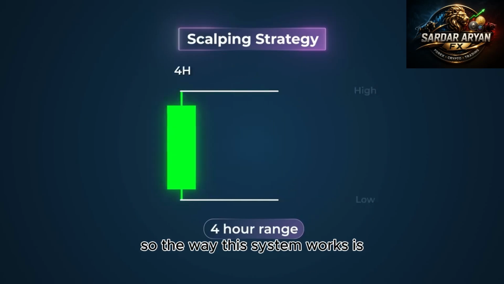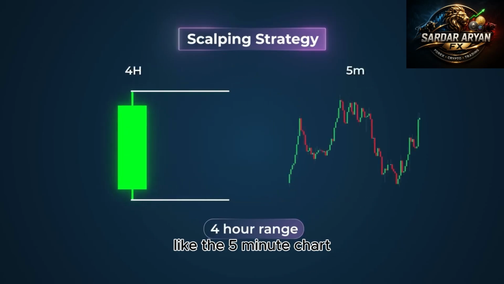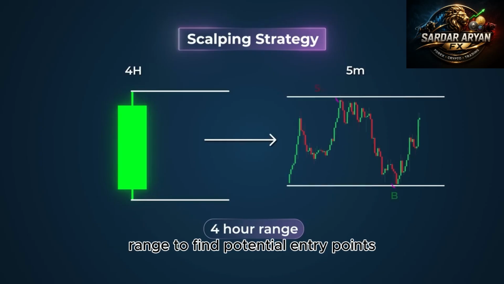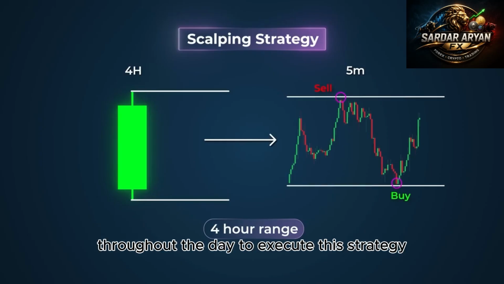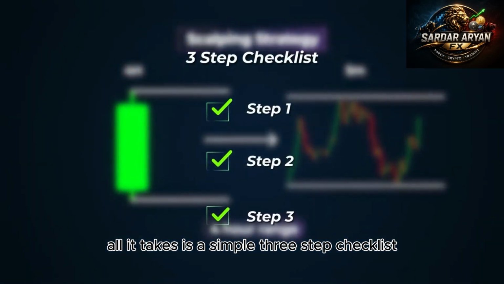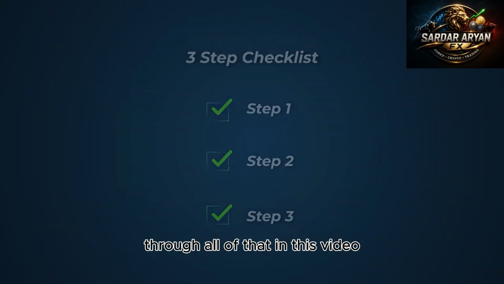So the way this system works is, when we're scalping on a lower time frame like the 5-minute chart, we can actually use that 4-hour candle's range to find potential entry points throughout the day. To execute this strategy, all it takes is a simple 3-step checklist, which we're going to go through in this video. So step 1.